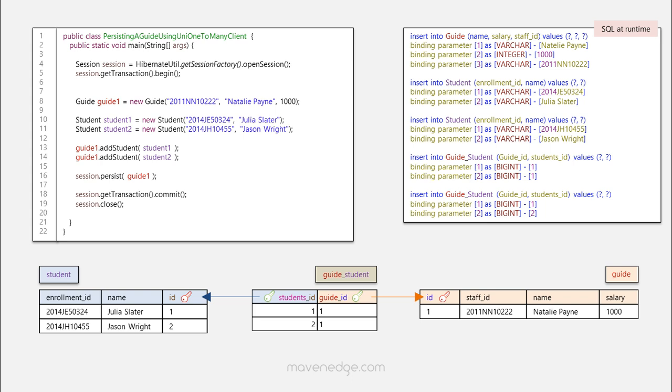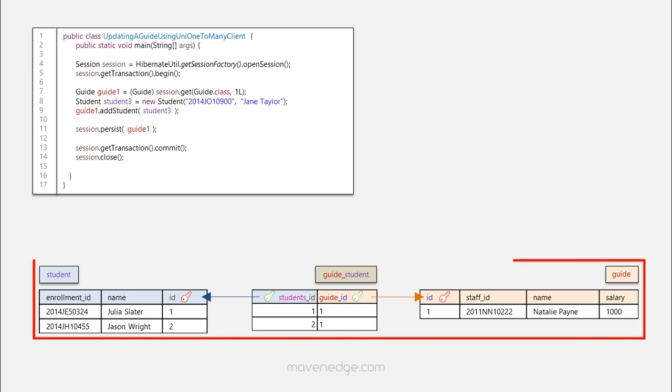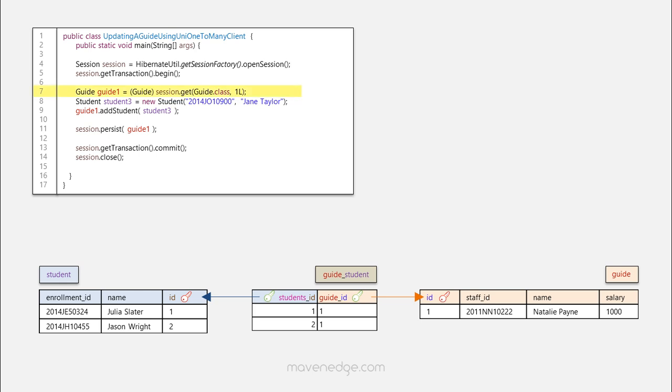Now let's go ahead and update a guide. So in this client class here, we are updating a guide by adding a new student under its guidance. And we are assuming this here to be the current state of the guide table, student table, and the join table. So on line 7 here, we are loading the guide with ID 1, and then in the next line, we are creating a new student. And then we are adding it to the guide student collection. And then we are persisting our guide on line 11.